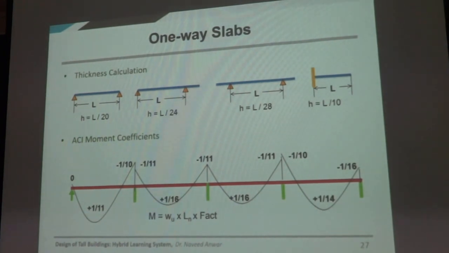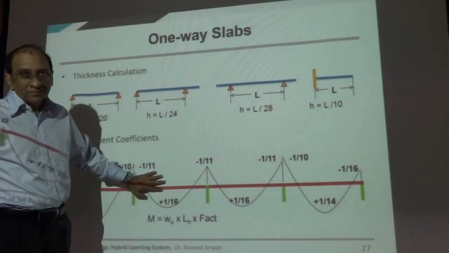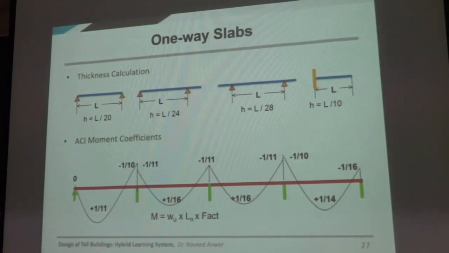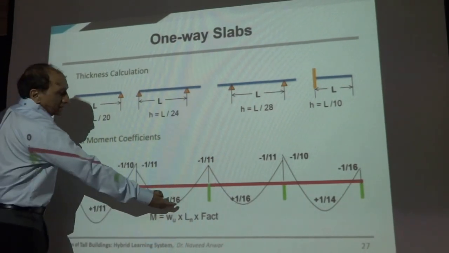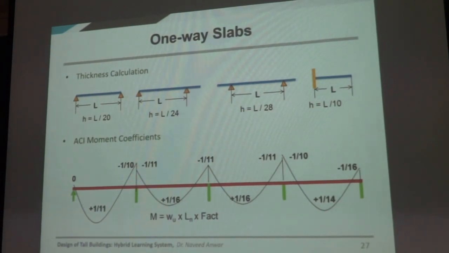Now the interesting thing is that if you do the same beam in SAP or ETABS and calculate the bending moment, you will find them to be very different from this one. And then you will say, what happened here? The code told me that I can use WL squared by 10 or 11 here and WL squared by 16 here, but I am getting moments which are very different from this one. What happened?